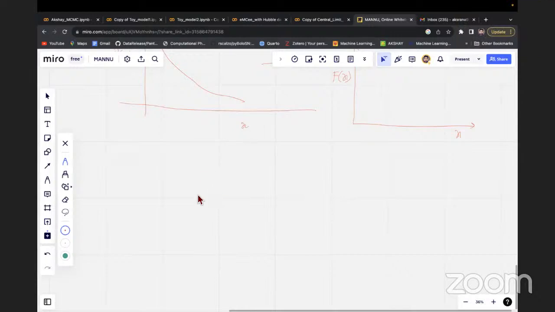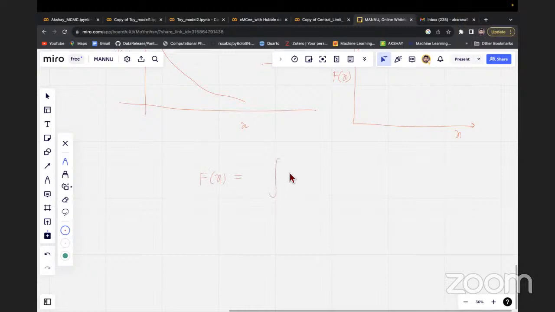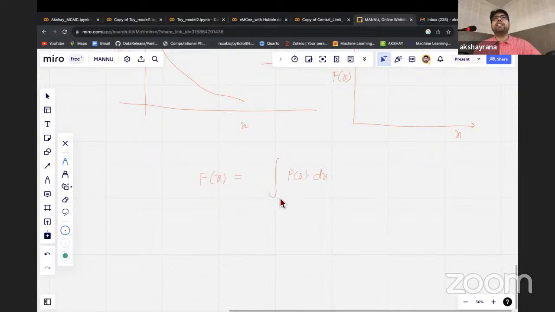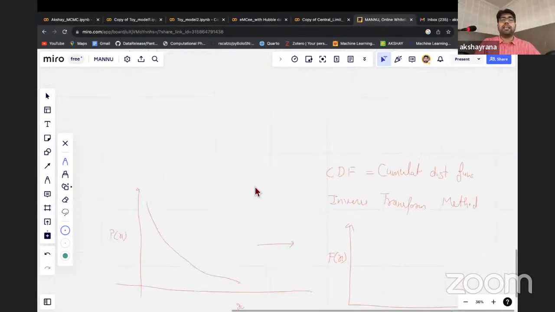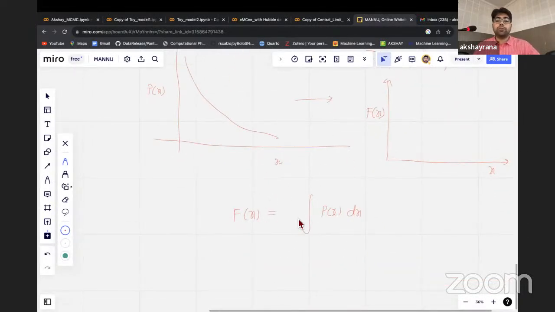So if I have a PDF, then F(x) is defined as the integral of P(x) dx in 1D, obviously. I am assuming for this distribution that x is greater than or equal to 0, so I'll integrate from 0 to x. Depending on the distribution, if it ranges from minus infinity to plus infinity, then I'll integrate from minus infinity to x. Right now, I have just taken it to start from 0.